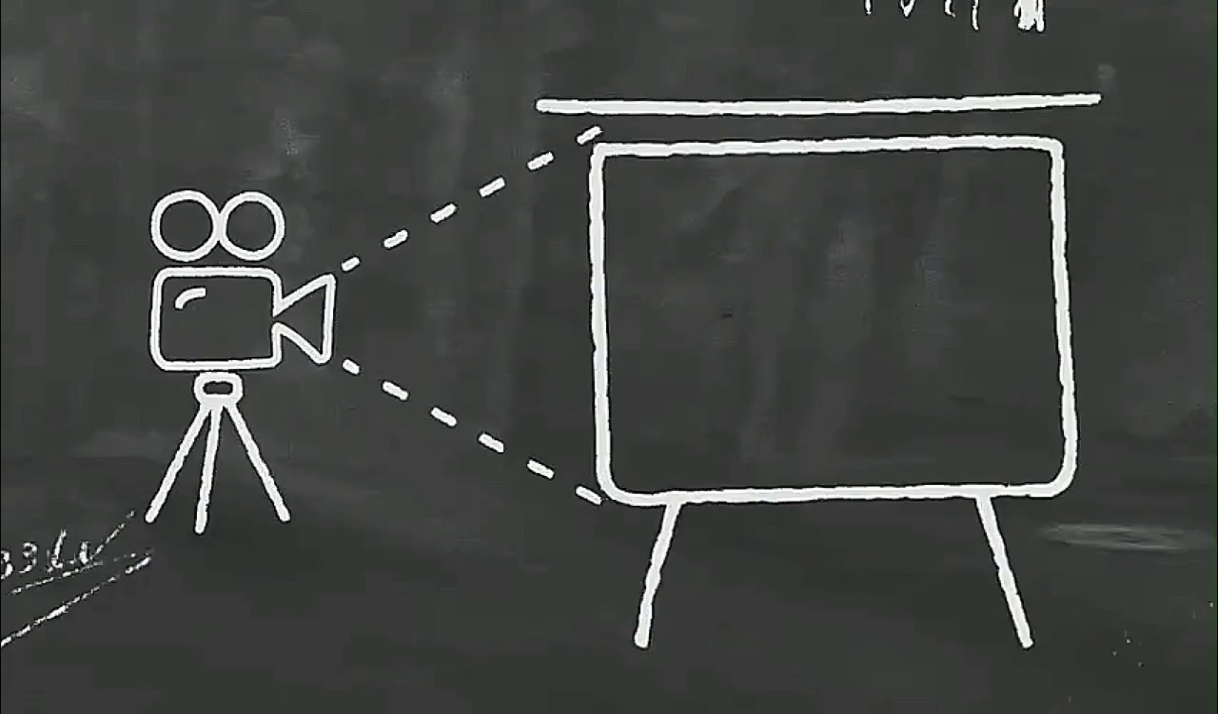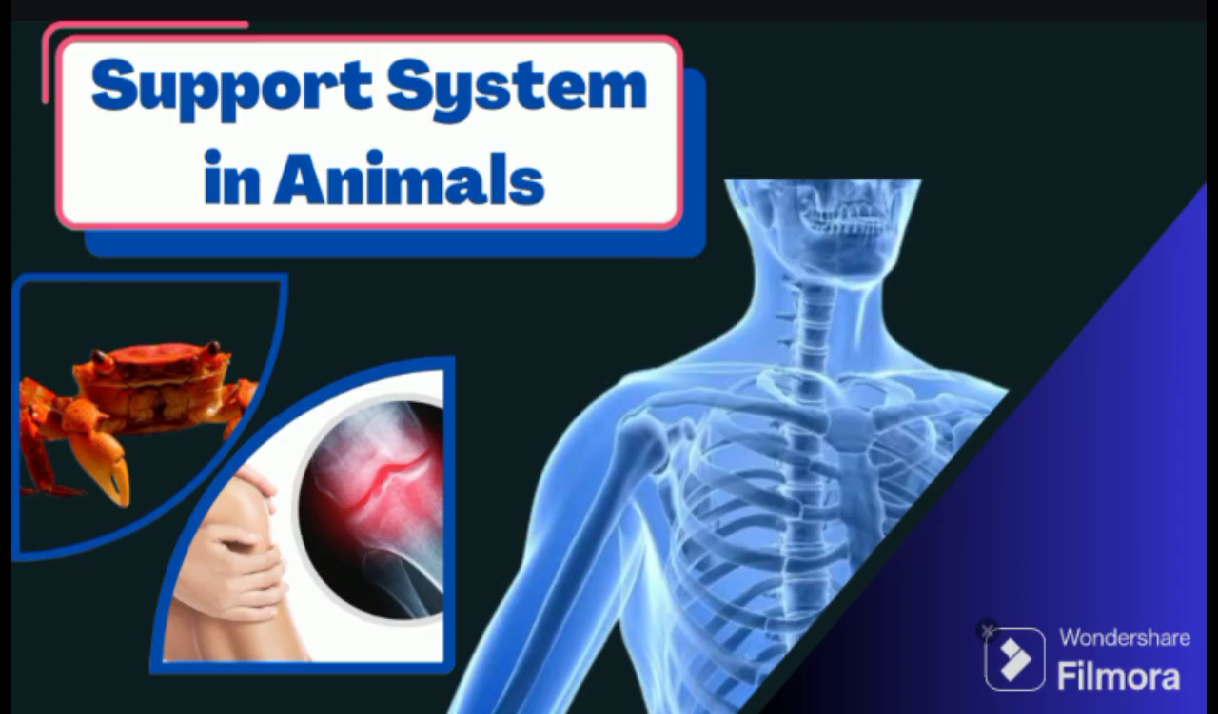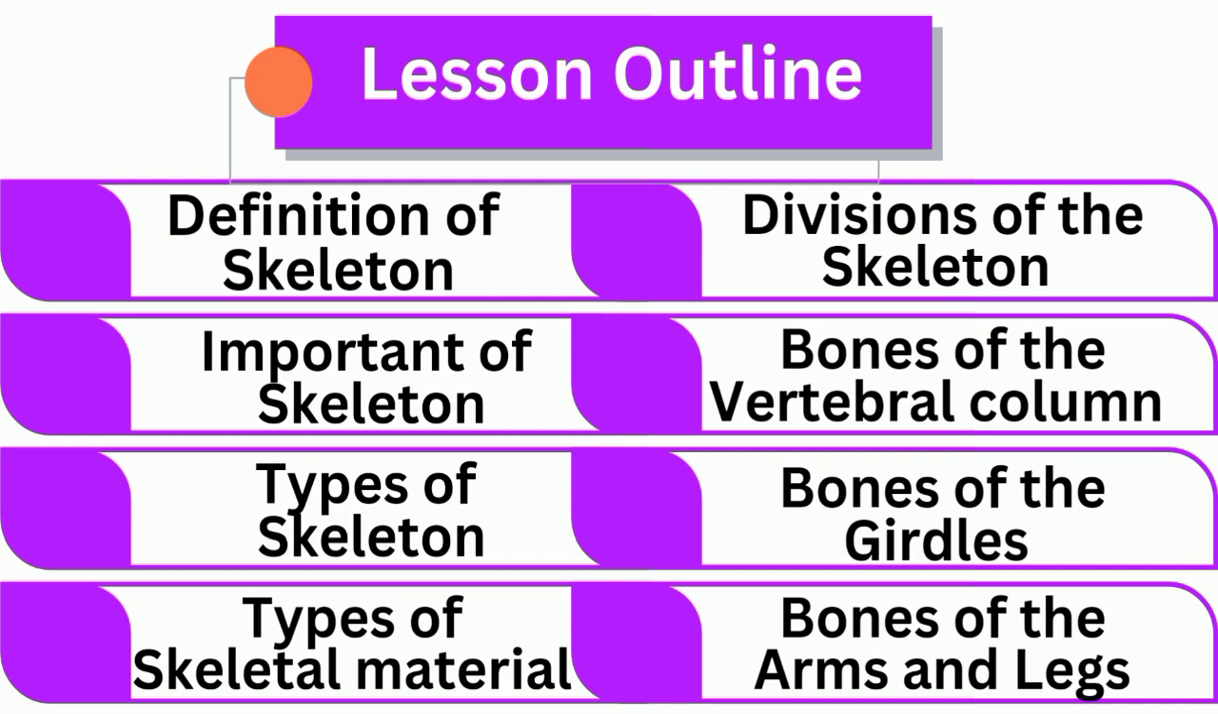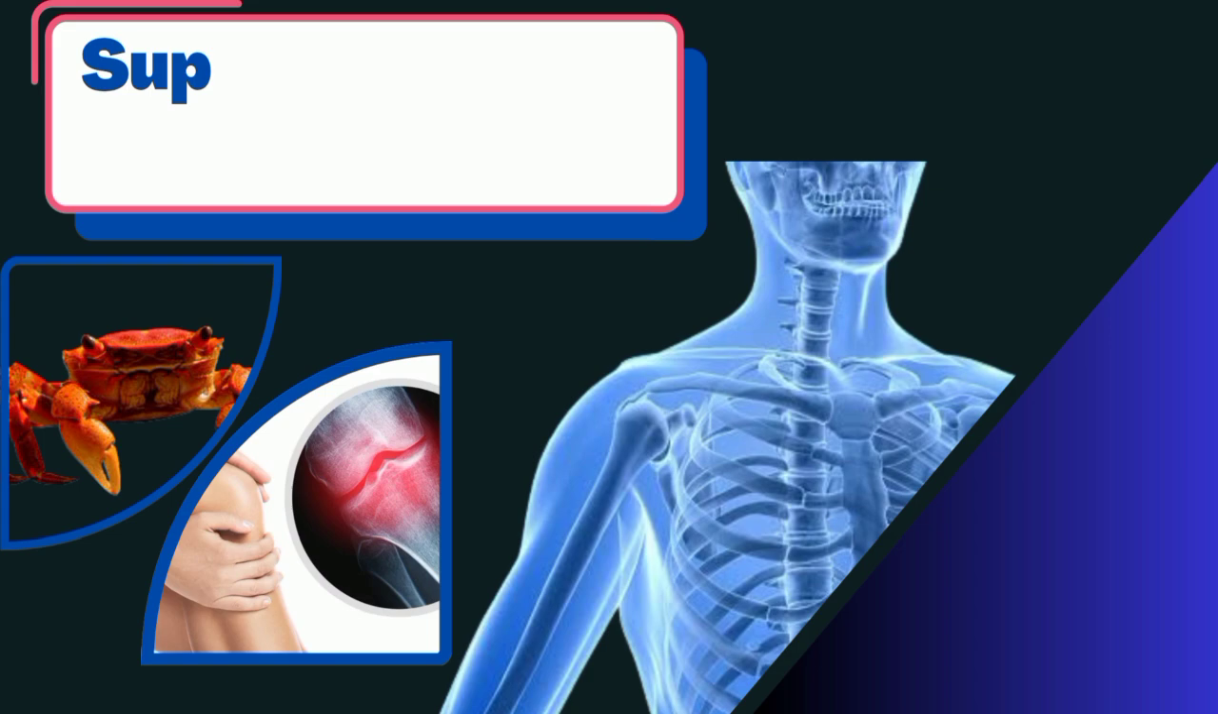In the lesson of today, we will be looking at the system of support in animals, talking about skeletal and muscular system. Let us look at the outline of today's lesson. In today's lesson, we will be discussing the definition of skeleton, the biological importance of skeleton, the types of skeleton, the types of skeletal materials. Then we will look at the divisions of mammalian skeleton. Then later we'll look at the bones of the vertebral column, the bones of the girdles, and lastly, the bones of the arms and the leg. Come along, let's dive in.